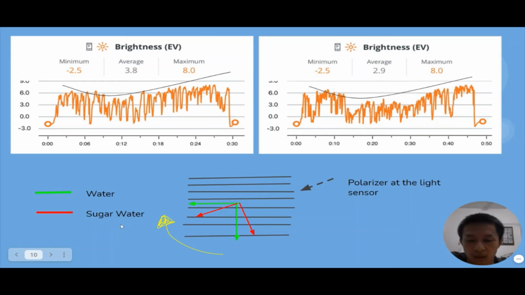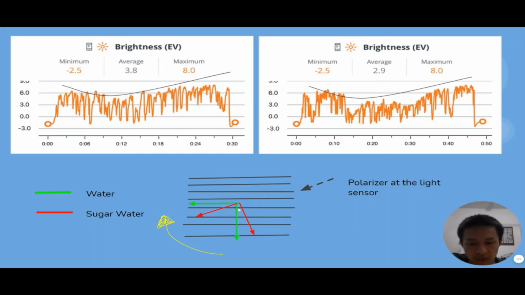When the polarized light is passed through the sugar water, the polarized light is rotated a bit. From the view of the light source, it is rotated anti-clockwise a bit.